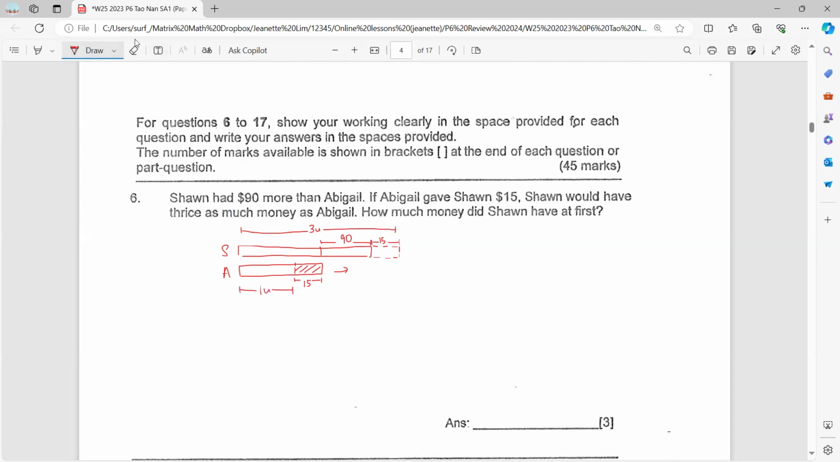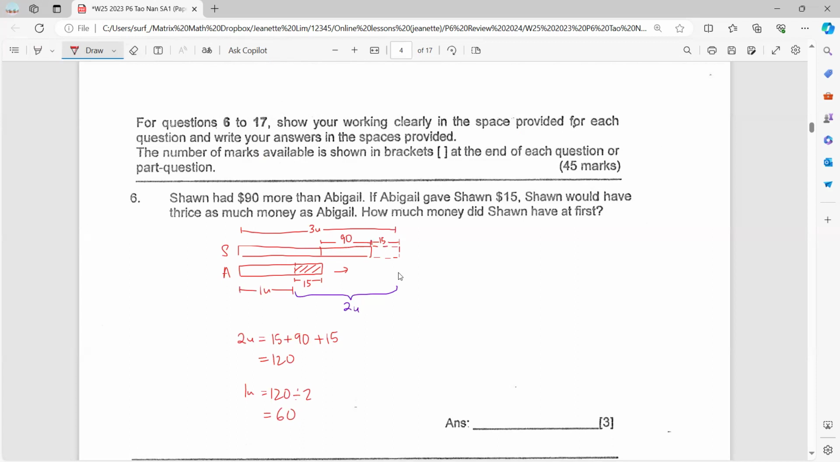So if you compare the 3 units and 1 unit, there is a difference of 2 units here, which we can find. So the 2 units will be 15 plus 90 plus 15, 120. Okay, here, this is 15, 90, 15. So to find 1 unit, divide by 2 to get 60.